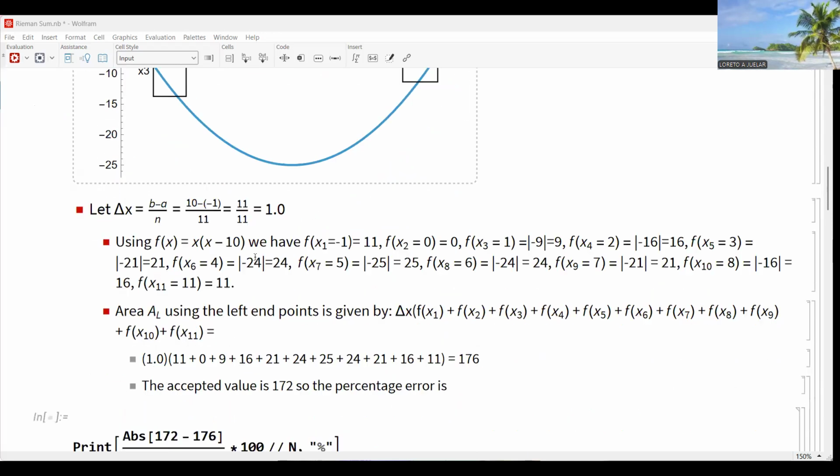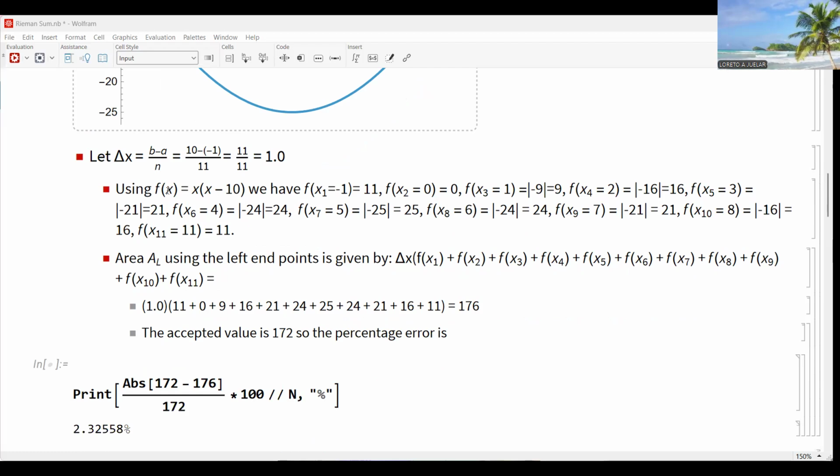Okay. So our delta x here is (b minus a) over n. So the endpoint here is 10. So the starting point here is negative 1. Then over 11, so our n here is equal to 11. So 11 over 11, that is 1.0. So that is our delta x.